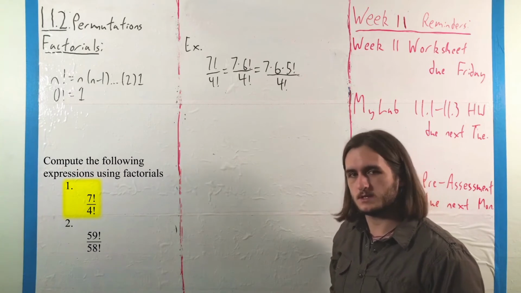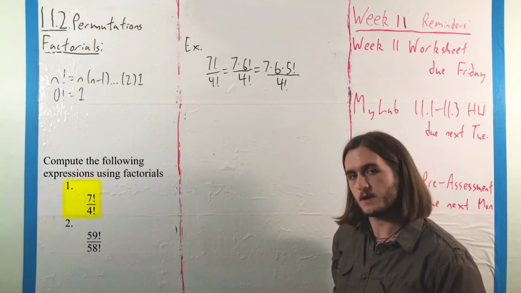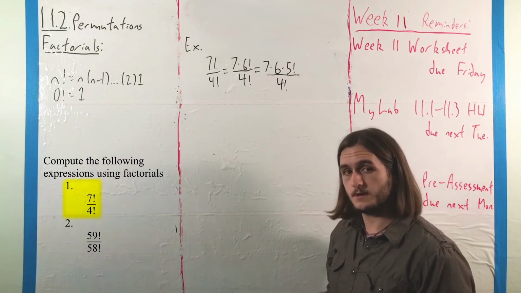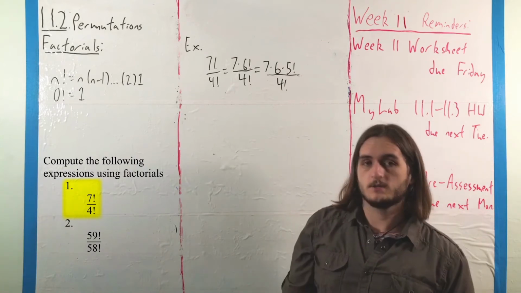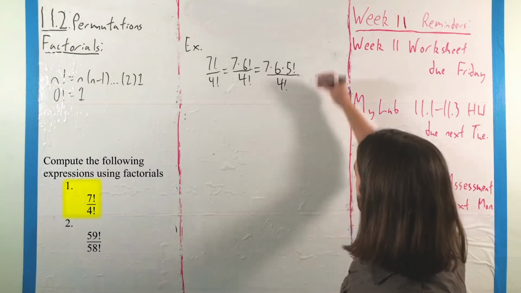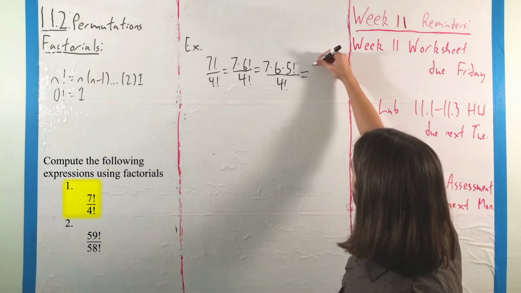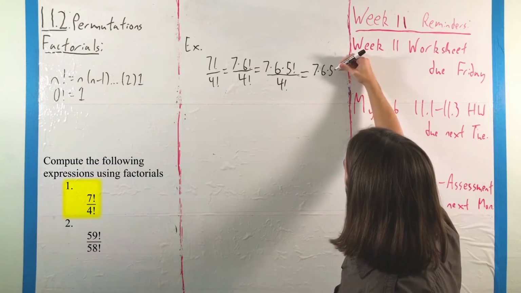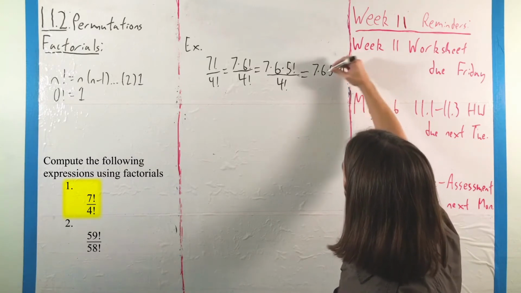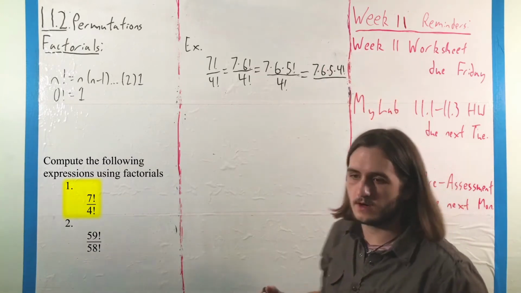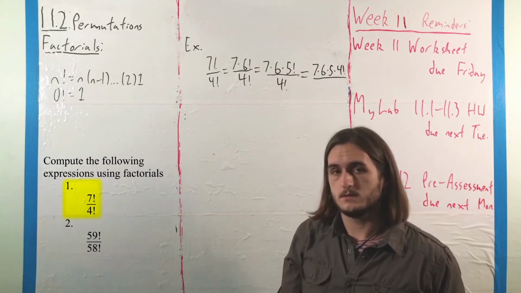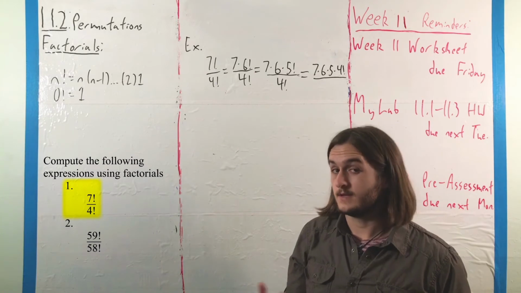Maybe you can see where this is going, maybe you can't, depending on how much experience you have with this, or how comfortable you are with multiplication algebra. But the real magic occurs in our next step, where we note that we still have 7, 6, and now 5 times 4 factorial, because 5 factorial is 5 times 4 times 3 times 2 times 1, or 5 times 4 factorial.